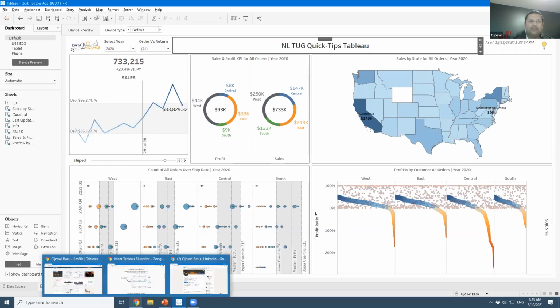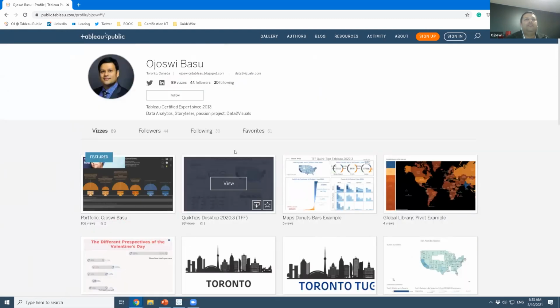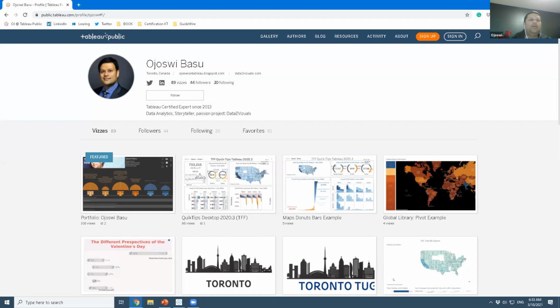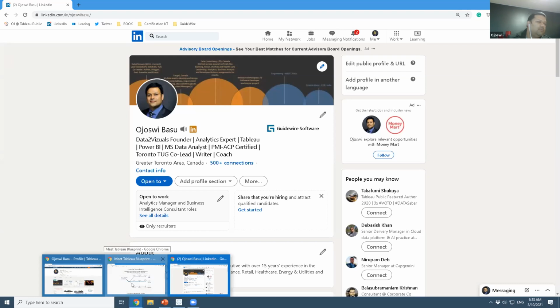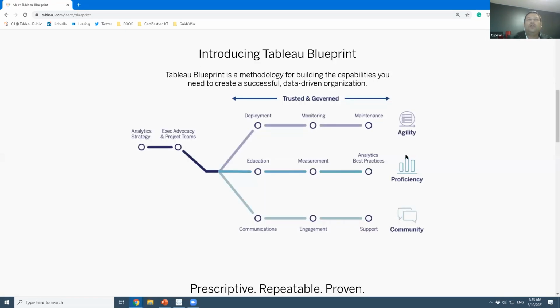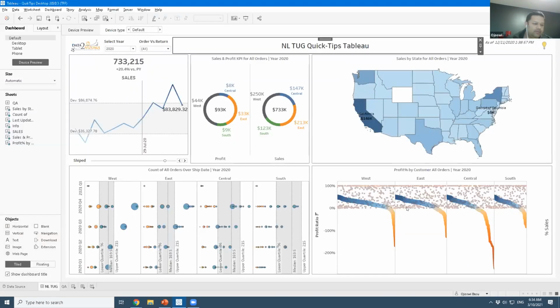So if you liked hearing me after this meeting or whenever, this is my portfolio in Tableau Public. And I do have a LinkedIn handle, that's me. And with me, I want to start with the blueprint and then go into the tips and tricks. I'm end-to-end in the blueprint, but mostly my work is around building dashboards, speaking to users, talking to them, helping the community, and things around that.